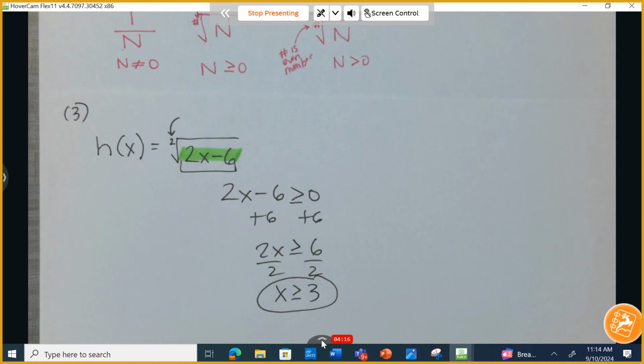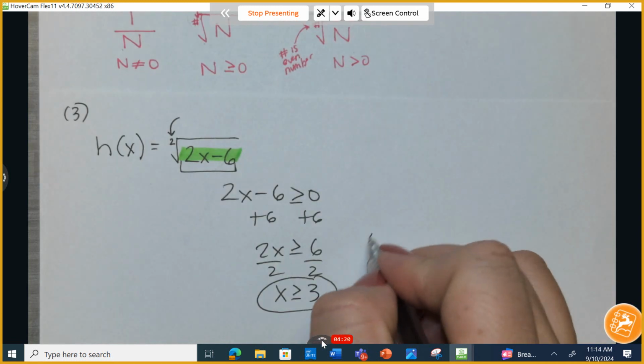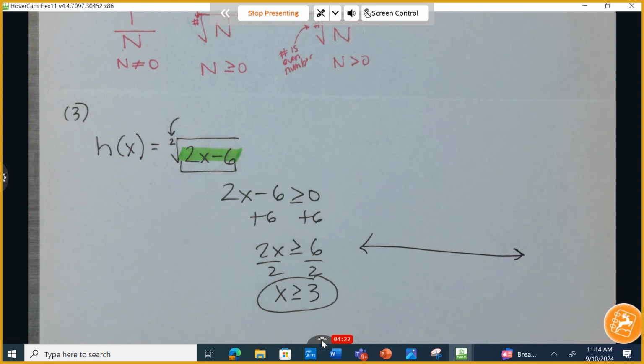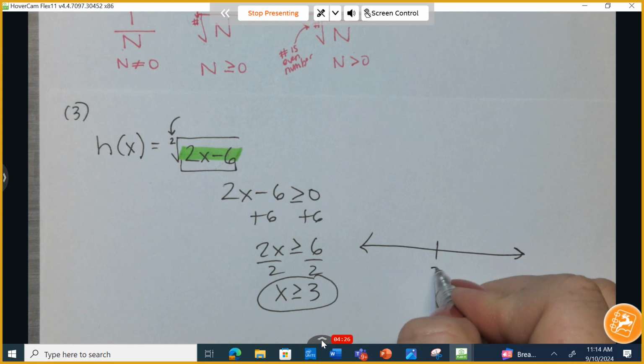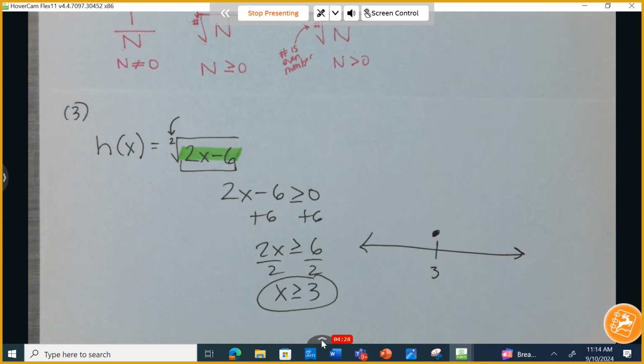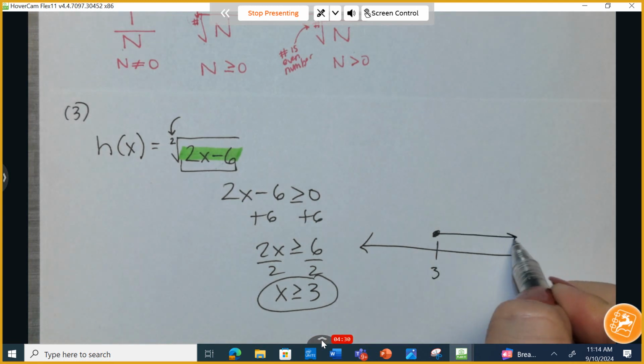Now we're asked to showcase this on a number line. So I'm going to express this on a number line. I go to positive 3, and I want to include 3. So I'm going to do a dot at 3, and our arrow says we go to the right.